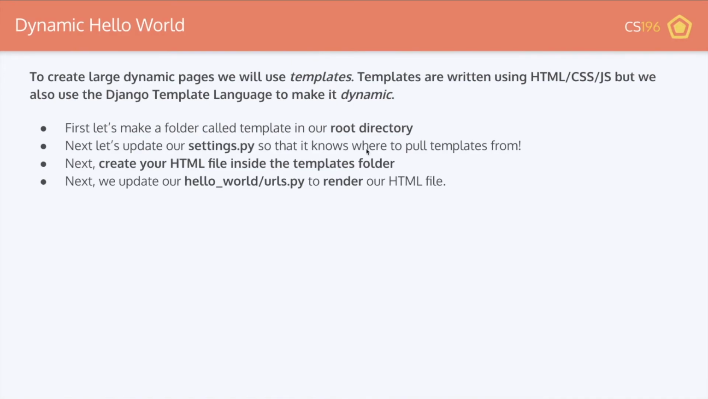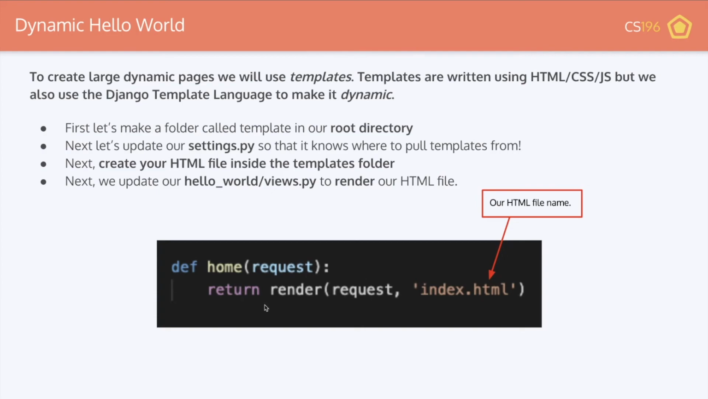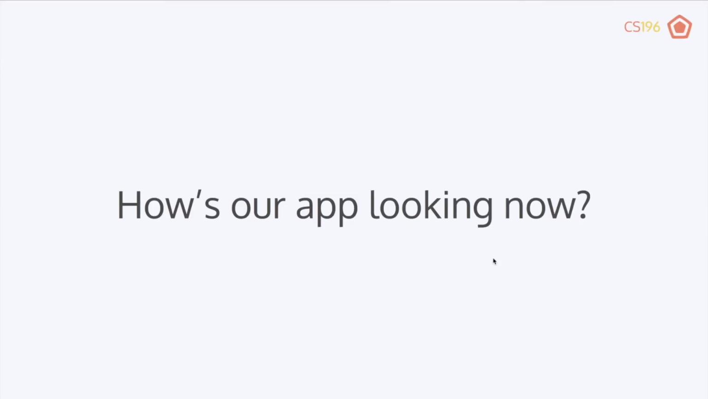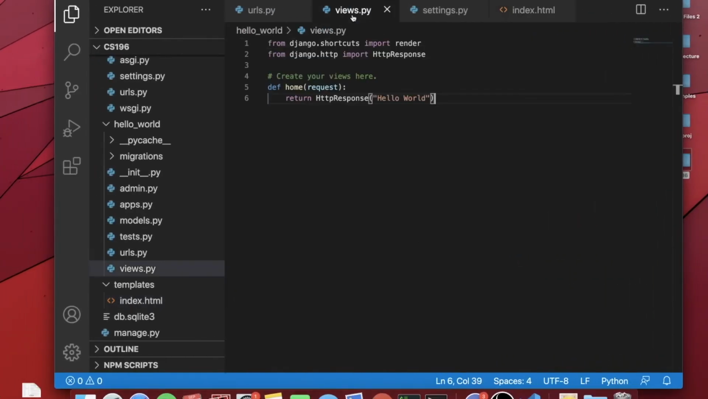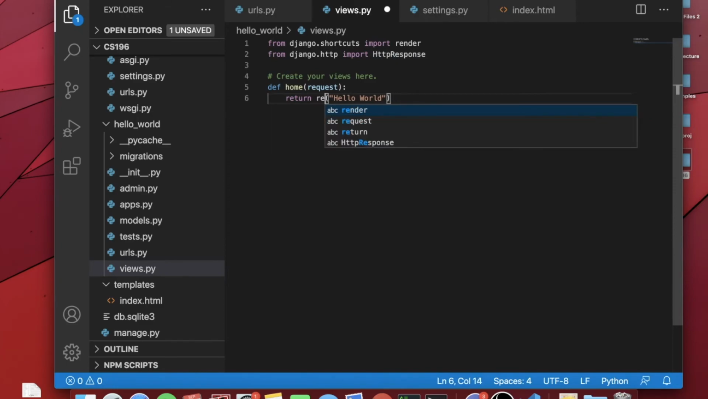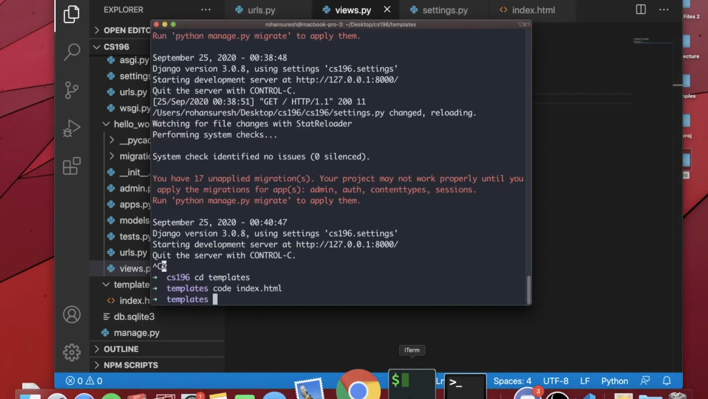So we're going to update our hello world views to render this. So I should say views there to render our HTML. So now we updated to say instead of doing HTTP response, we do render and pass our HTML file. So let's do that. So we go back to our views and now we run render, pass in the request because that has to pass into the function, and then index.html. How is this looking now? Let's run the server and find out.